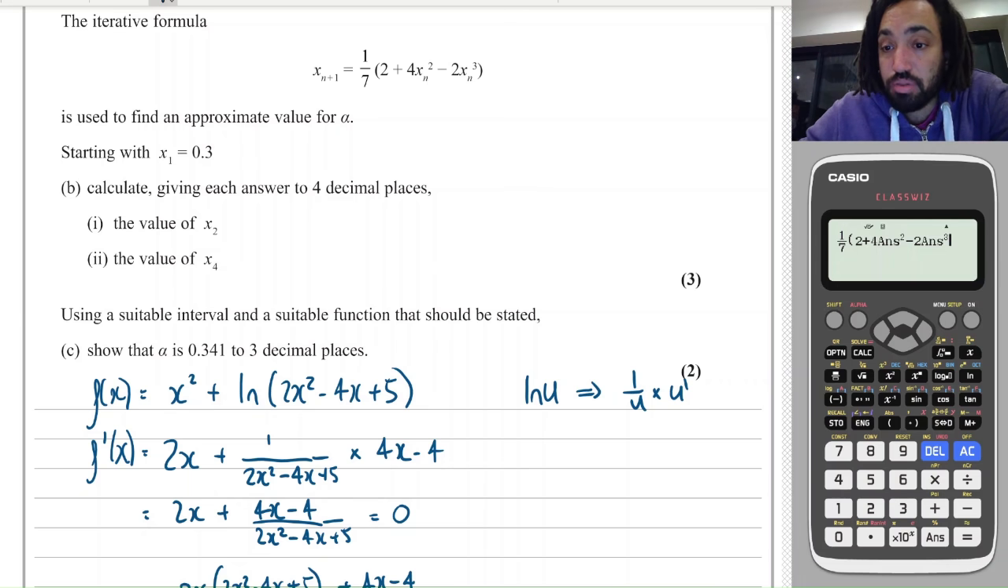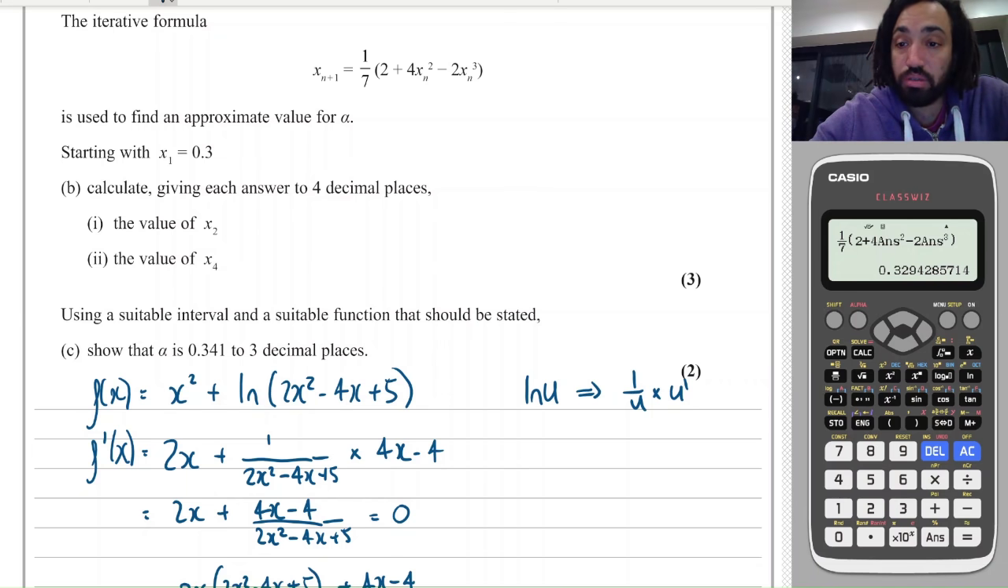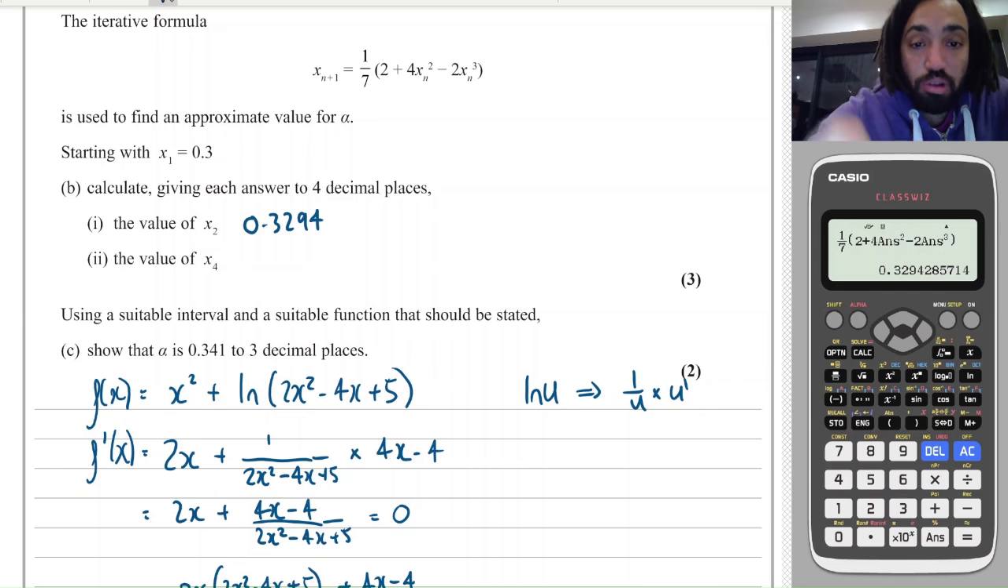This is really useful because you can press equals, and that will give you your x2 value, which is 0.3294. And then if you press it again, you'll get x3. And then if you press it again, you'll get x4, which is what you've been asked to find, which is 0.3398.